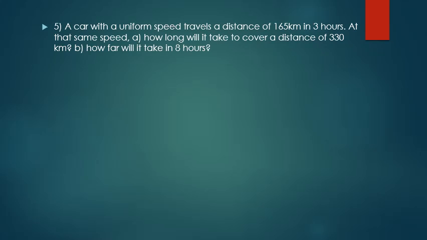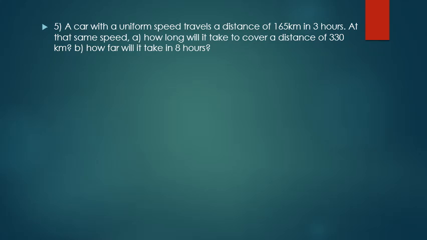Fifth sum. A car with a uniform speed travels a distance of 165 kilometers in 3 hours. At that same speed, A. How long will it take to cover a distance of 330 kilometers? B. How far will it travel in 8 hours?